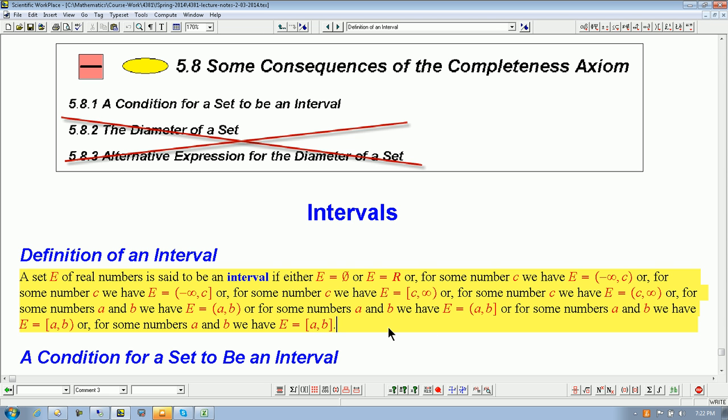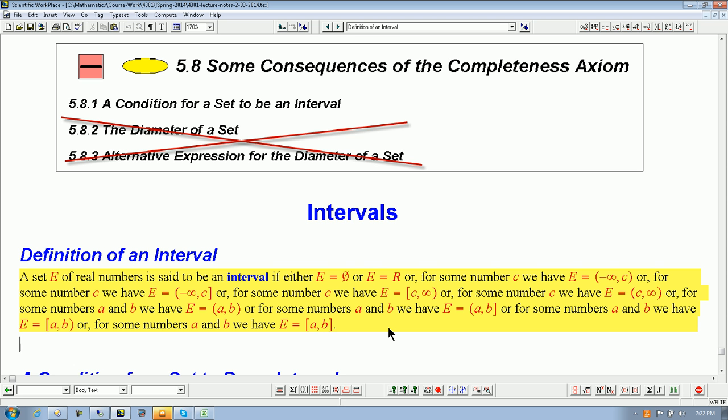Okay. Now, I'm going to tell you an obvious fact about intervals. An obvious fact.